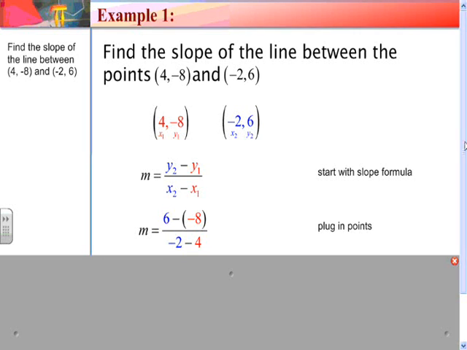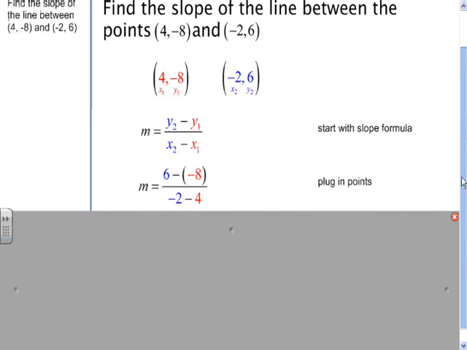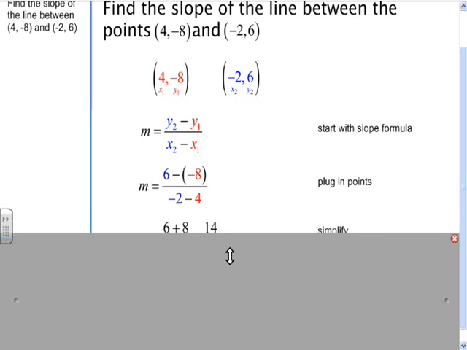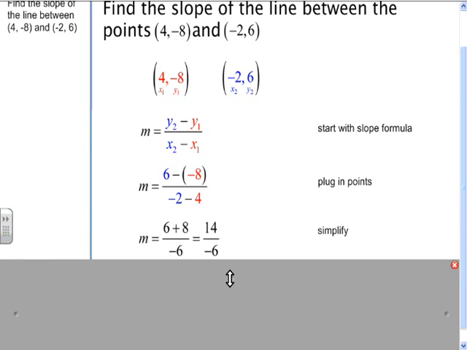So we've plugged in our points. Now all we need to do is simplify. So 6 minus negative 8 becomes 6 plus 8. And then negative 2 minus 4 is negative 6. And then 6 plus 8 is 14. So we have 14 over negative 6.